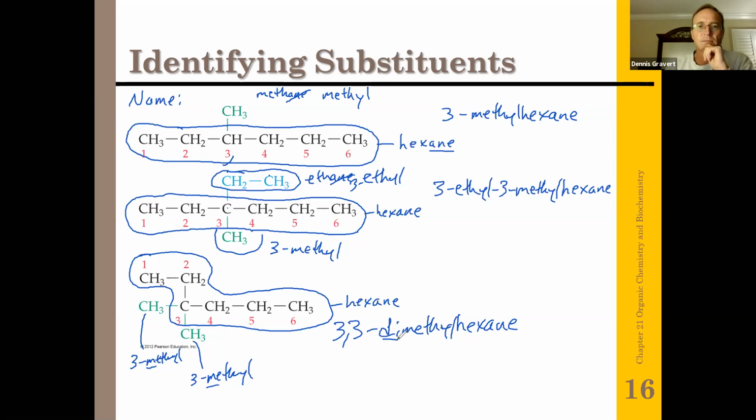Give me the eraser. Should be underlined. There we go. There's the name. 3,3-dimethylhexane. 2 methyls, you have to say the location of each of those. And we'll separate numbers from numbers using a comma. Number from number, comma, number from letter, dash, letter to letter, who cares? Smash it all together.